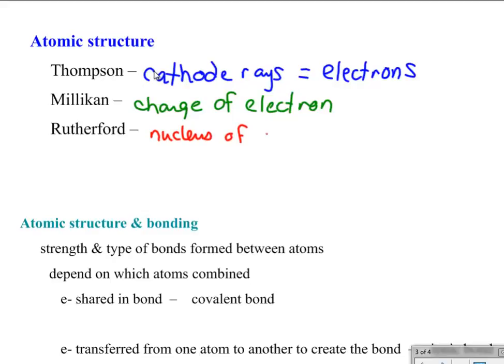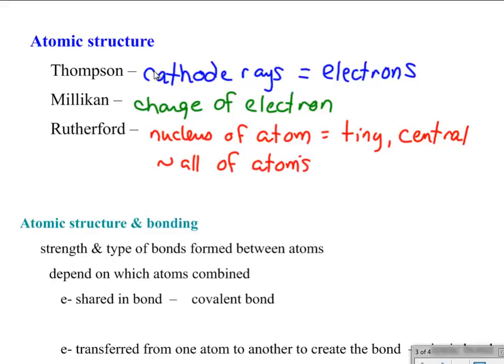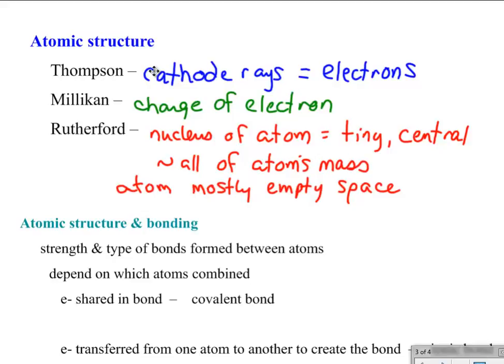Ernest Rutherford, with his gold foil experiment, determined that a nucleus of an atom is a very tiny portion centrally located in an atom, and that is almost all of the mass of the atom. It's positively charged, and the rest of the atom is primarily empty space.